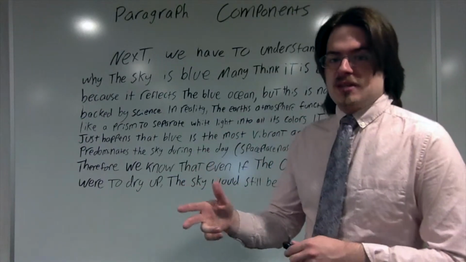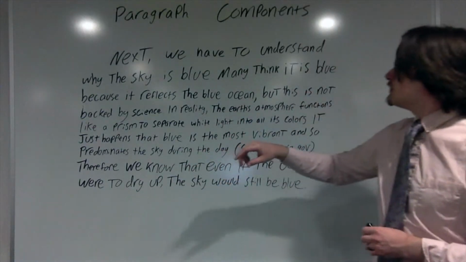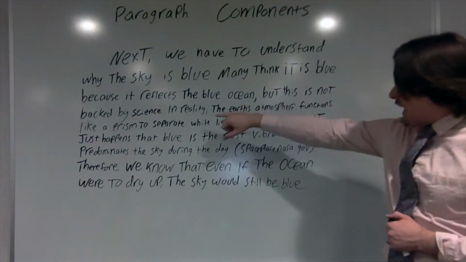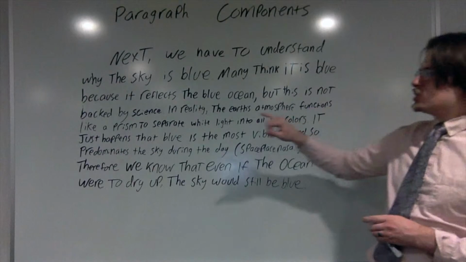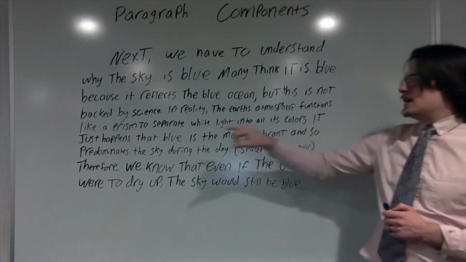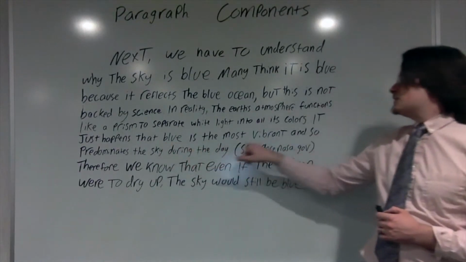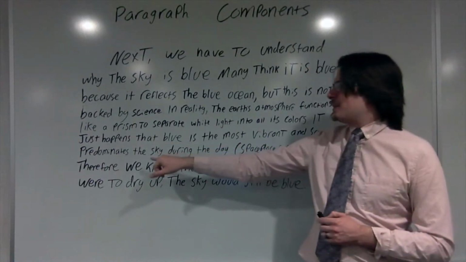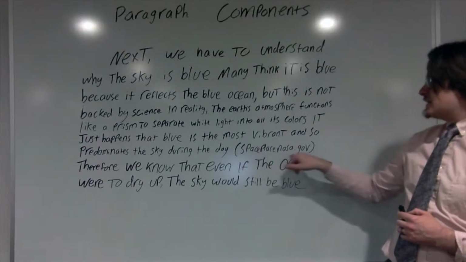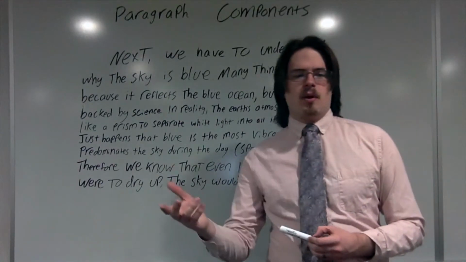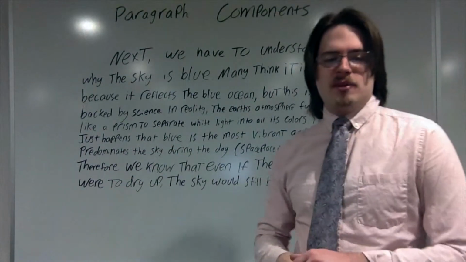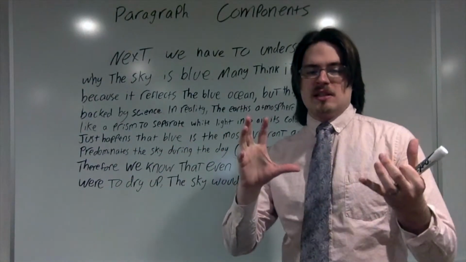Now to prove this, we get to supporting detail number 2, which states that in reality, the Earth's atmosphere functions like a prism to separate white light into all of its colors. It just happens that blue is the most vibrant and so predominates the sky during the day. Then we have our source, spaceplace.nasa.gov. So in the second one, where he is expounding that it is blue because of our atmosphere and how it refracts and disperses light.